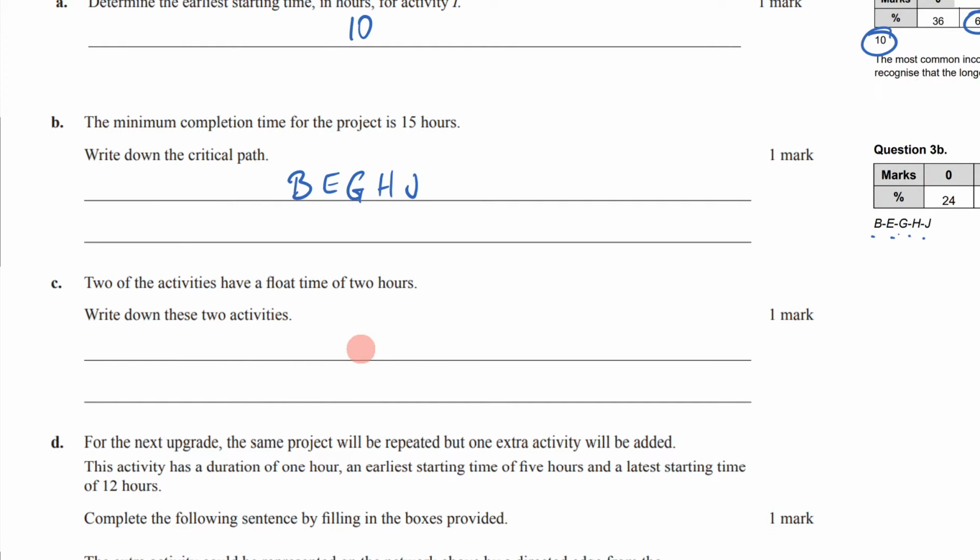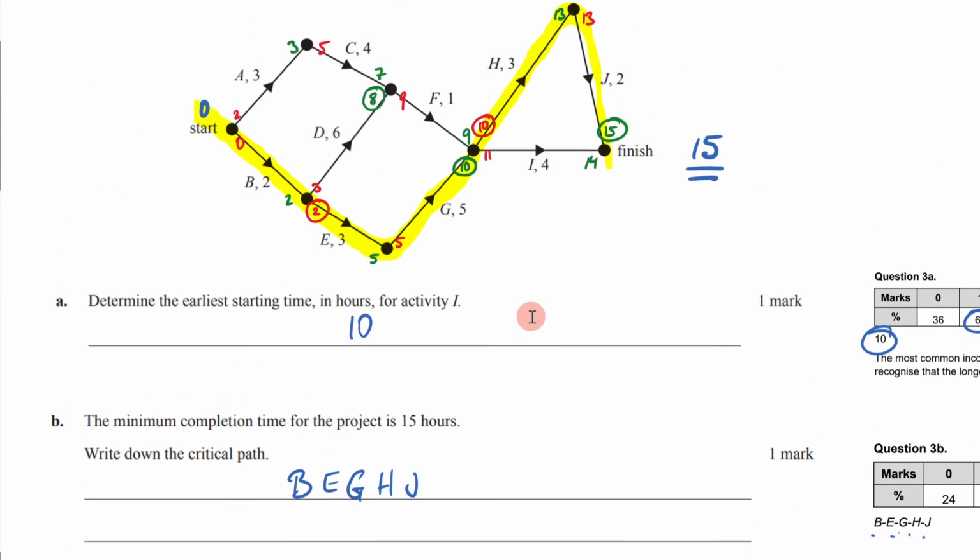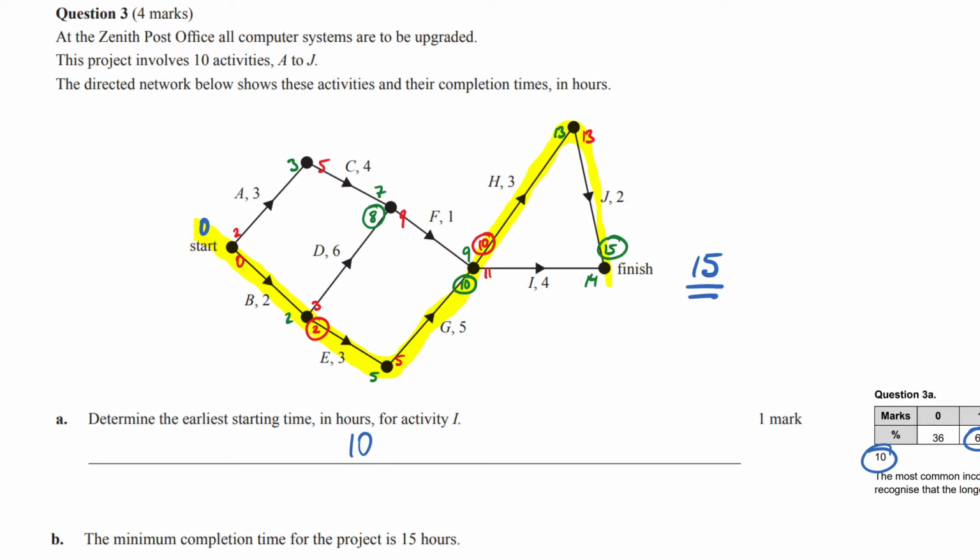The next one, part C, says, 2 of the activities have a float time of 2 hours. Write down these 2 activities. So remember, the float time is found by doing what? The float time is simply my LST subtracted by my EST. So it's the red number subtracted by the green number. So we'll come up here and we'll see which of those are going to give me 2. You can immediately eliminate everything that's highlighted because you know that they're critical activities and therefore the float time will be 0. So you're really just looking at everything else. And hopefully your eye is drawn to this. 5 minus 3 is 2. And the other one will be this one right here.